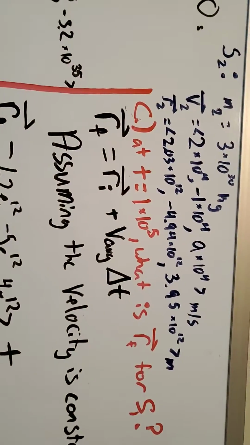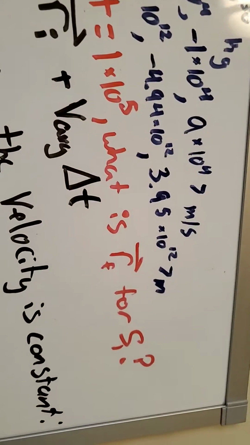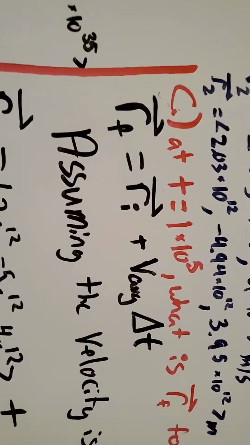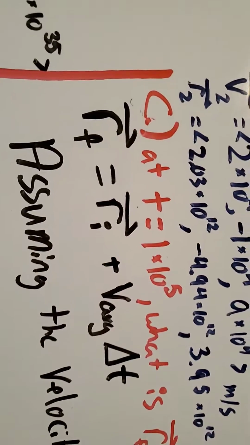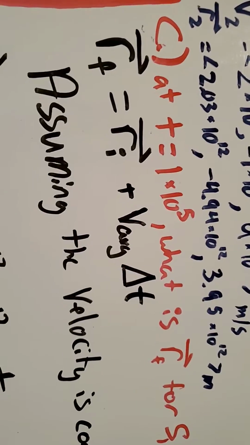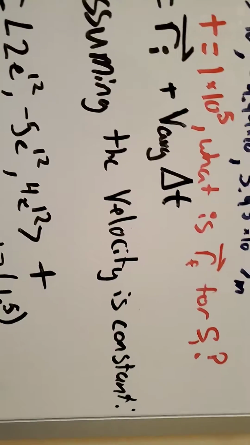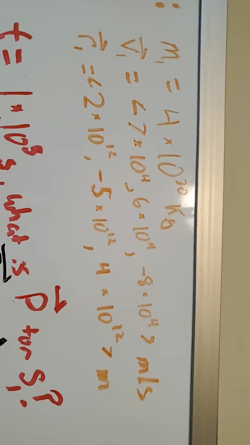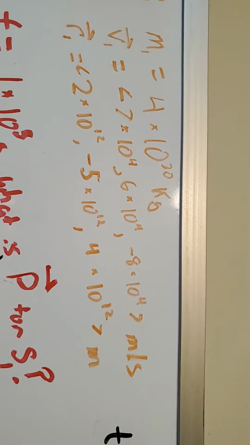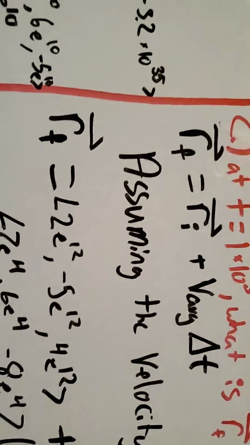Problem C is asking, at time 1 times 10 to the 5th, what is the final position for star 1? To find that, here's the formula. The final position is going to be equal to the initial position plus the average velocity times delta t, which is the change in time. We're assuming the velocity is constant here, so we're just going to use the velocity we were given for star 1: 7 times 10 to the 4th, 6 times 10 to the 4th, negative 8 times 10 to the 4th meters per second, of course.